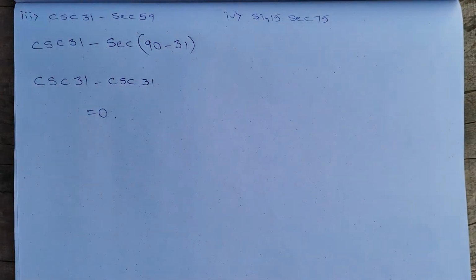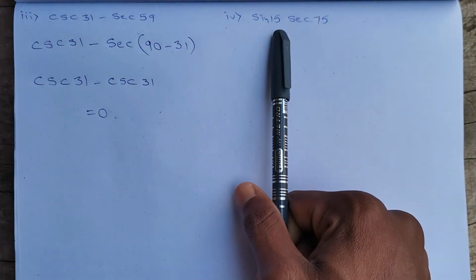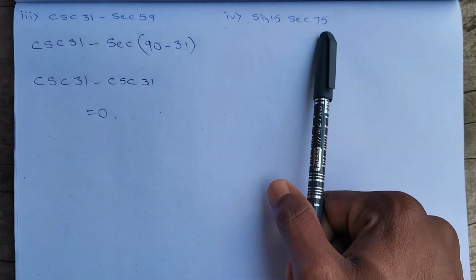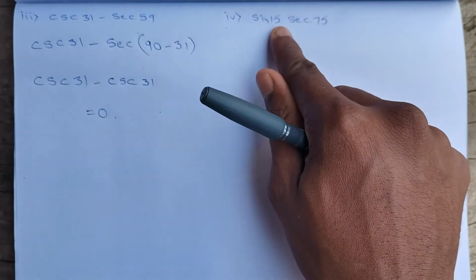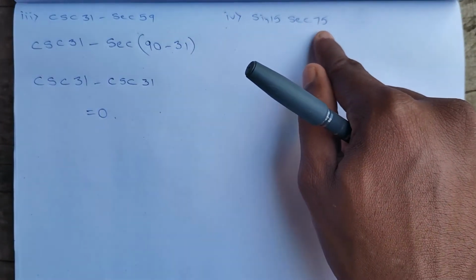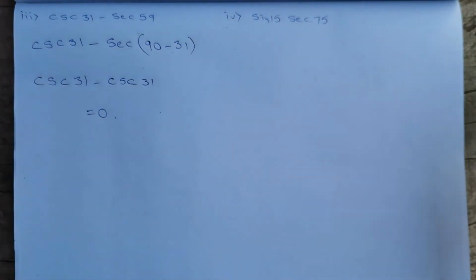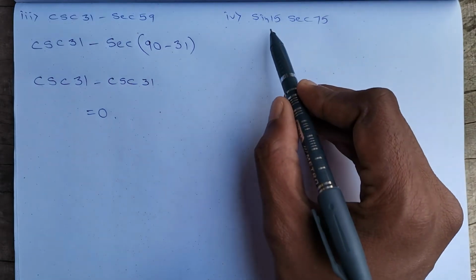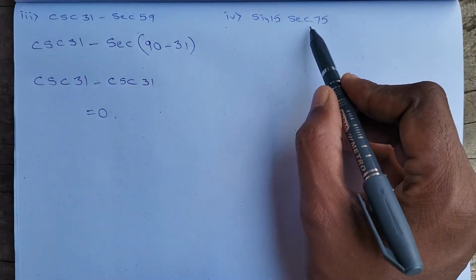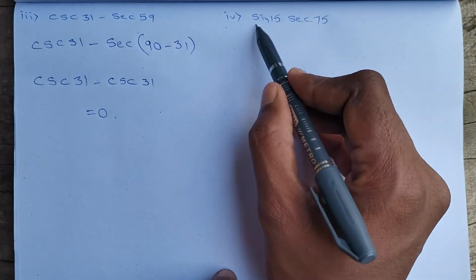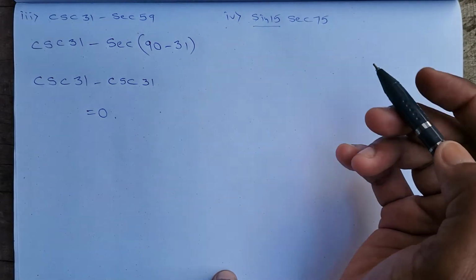Next, question number 4. Question number 4 is sine 15 into secant 75. Here also one angle is 15 degrees and one angle is 75 degrees. If we add these two angles, 15 plus 75 is nothing but 90 degrees. So here also either the first one or the second one, only one we need to change. So I am trying to change the first one.